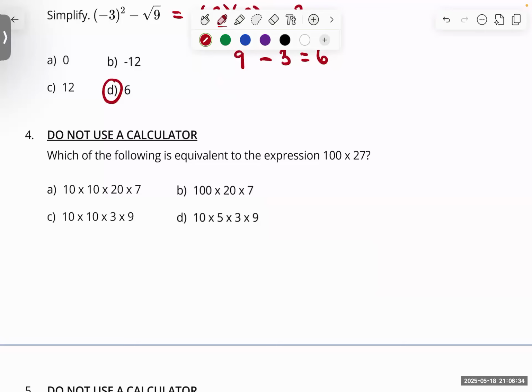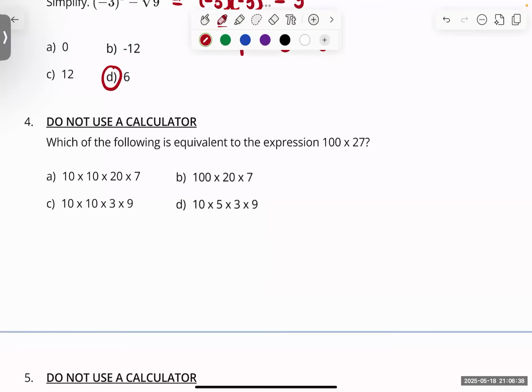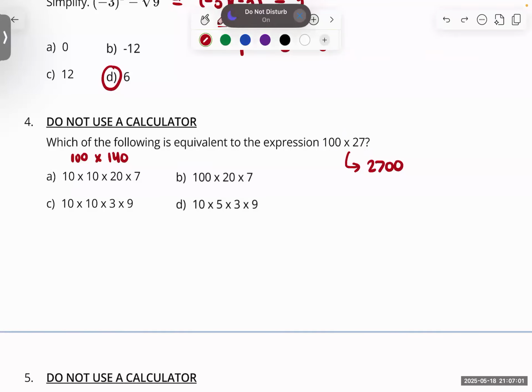Okay, which of the following is equivalent to the expression 100 times 27? Well, this is equal to 2,700. Now, which one of those does this match? If I take a look here, this is essentially saying 100 times 140. Well, that clearly doesn't match this, so it's not A.